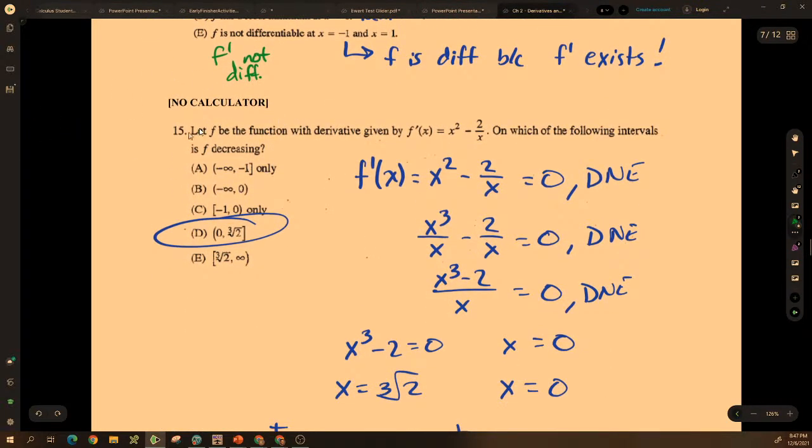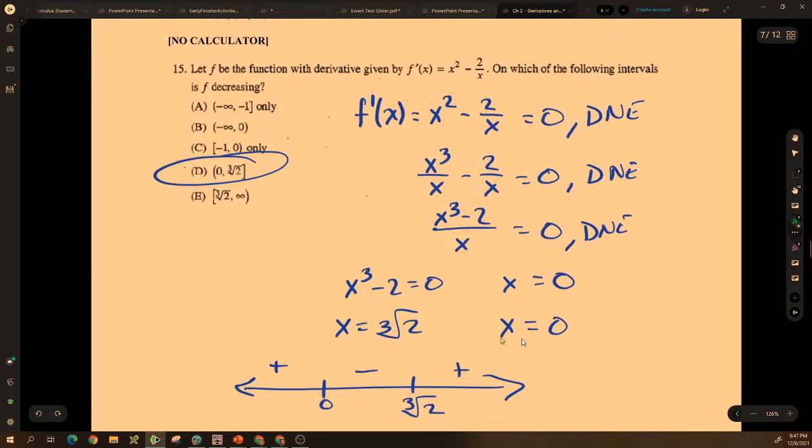Next one specifically warns us that there's no calculator. I did talk about this one in class and got us at least to here, where we're going to take the derivative, which we're already given. Normally, when we see where is f decreasing, all we need to do is set it to 0. But because of this fraction, we also need to set it to DNE, does not exist. So we're going to set it to both 0 and DNE.